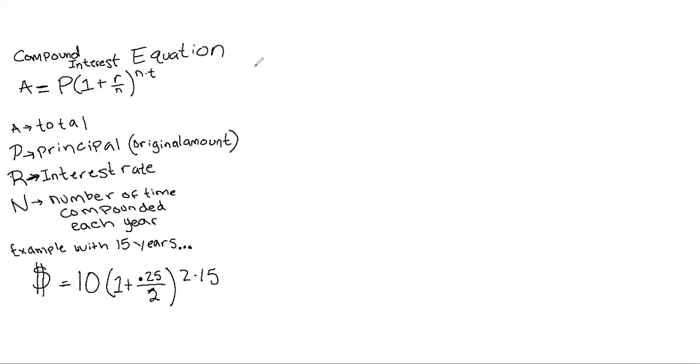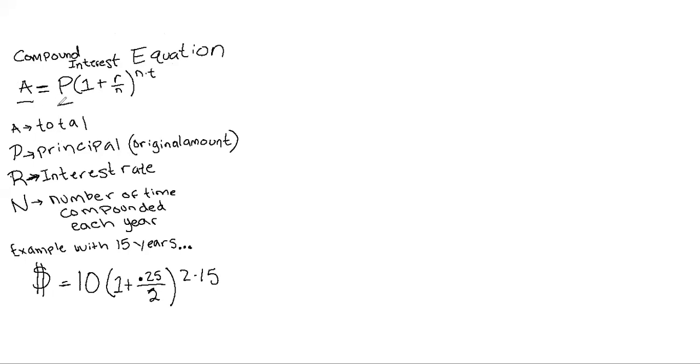So over here, I have an example of what a compound interest equation would look like. So we have A equals P times (1 plus R over N), and then that would be to the power of N times T. Now this right here represents our total amount that we get at the end.